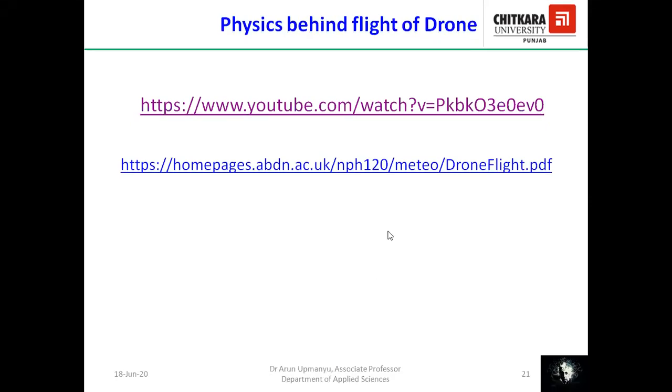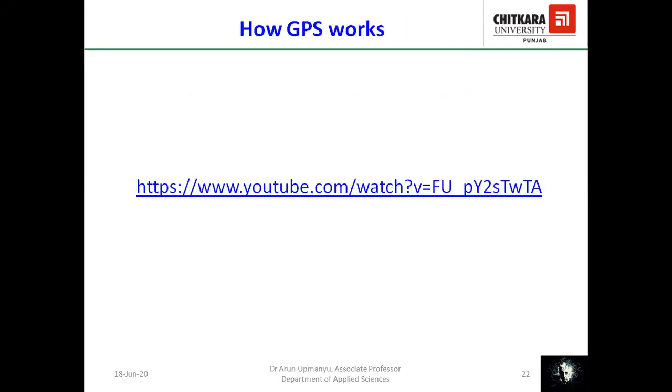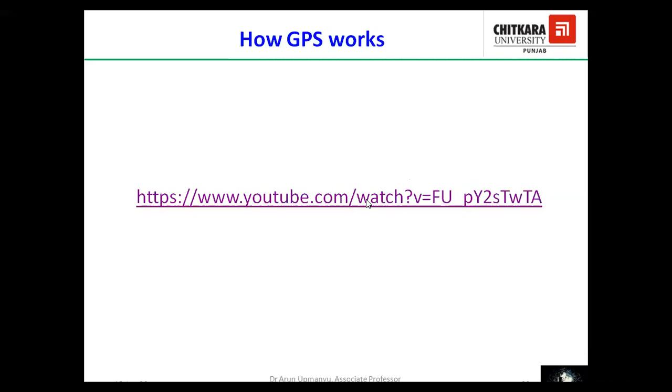This is all about the flight of drone, and now we are moving to the next part, that is how GPS actually works. This is also very interesting.